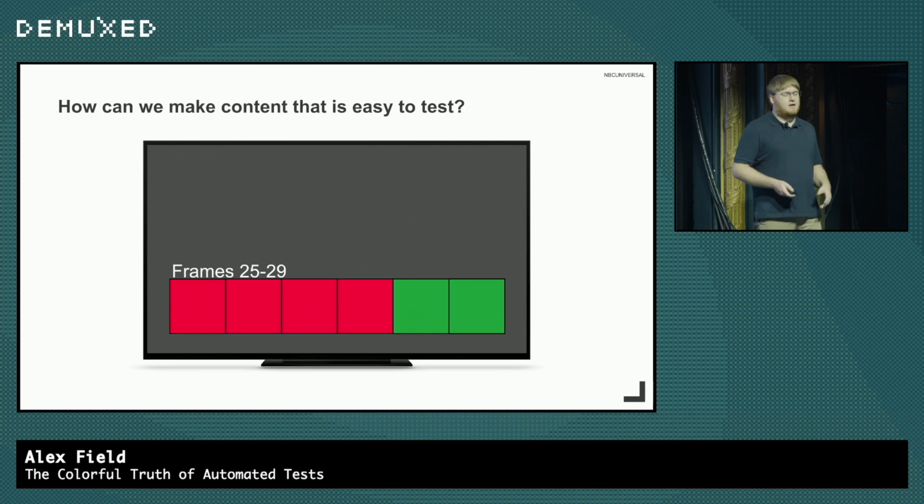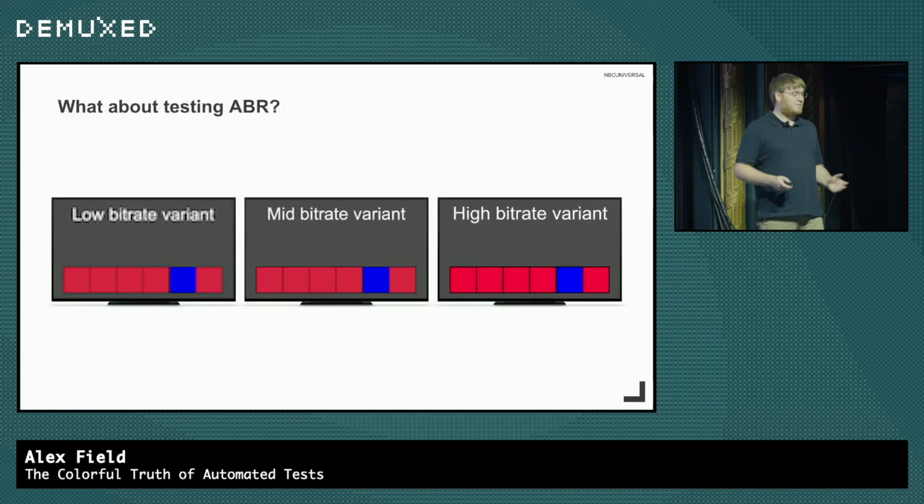And that's great for testing all kinds of basic features: sequential playout, seeking, bookmarking. What else can we test while we're here? What about ABR?